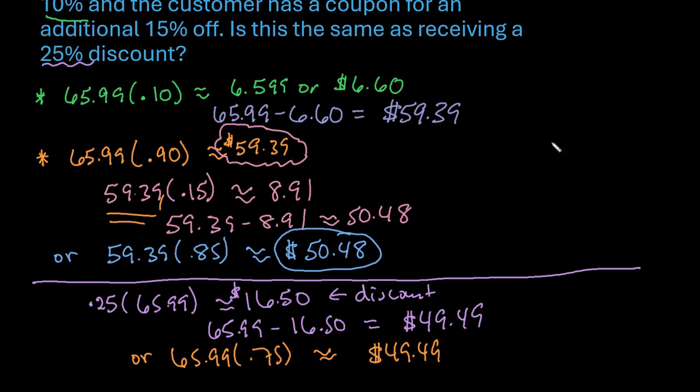So when you have two discounts, like a 10% followed by a 15%, it is not the same as adding those two discounts together. Remember that in order of operations, we always do multiplication before we do addition and subtraction. So in this case, if we added them together first, you're going against the order of operations.